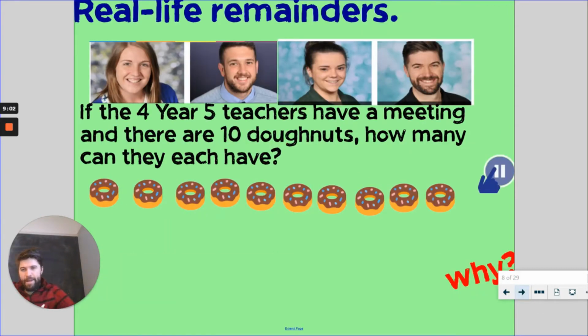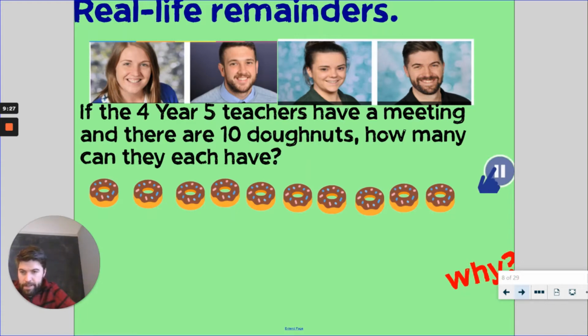Let's think about remainders then. If the 4 Year 5 teachers are having a meeting and there are 10 donuts, because if the Year 5 teachers have to have a meeting, it is impossible to do it without any snacks. How many can they each have? Well, what we've got here is a simple bit of division. We've got a large total amount, we've got 10 donuts, and we've got 4 people, well, very hungry people, to share it out amongst.